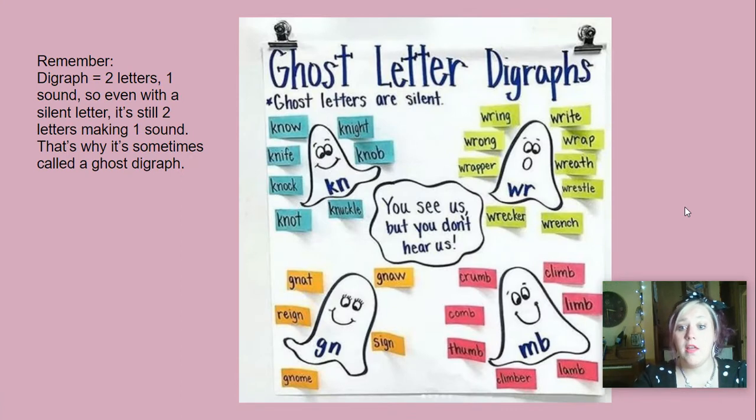Okay, here's just another little anchor chart for you. Just remember that two letters equal one sound for a digraph. So even though one of the letters is silent, there's two letters still, so it makes a digraph.